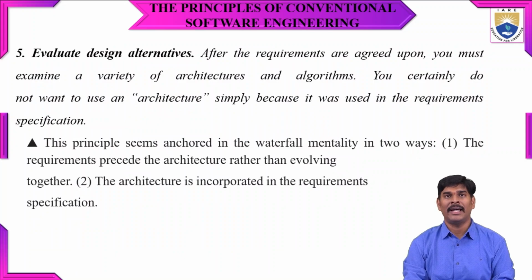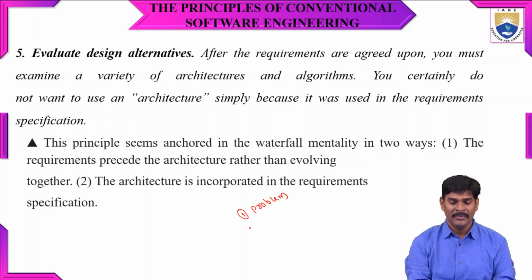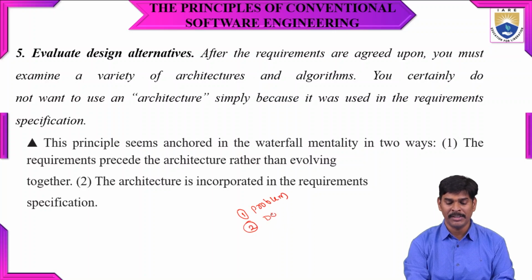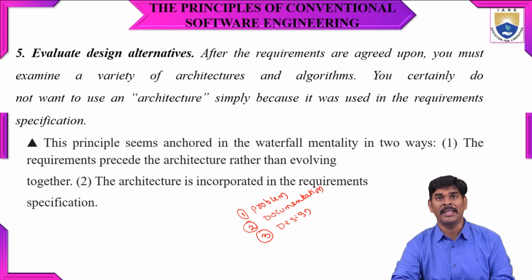And the next one is evaluate design alternatives. First, we have seen that they need to discuss the problem. Later they need to concentrate on the documentation. And next they need to design. While designing, they need to verify the different components they need to place in the architecture. So after requirements, they need to agree about the different architectures, and they need to develop the algorithms here.